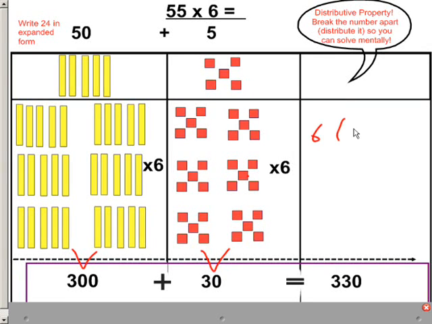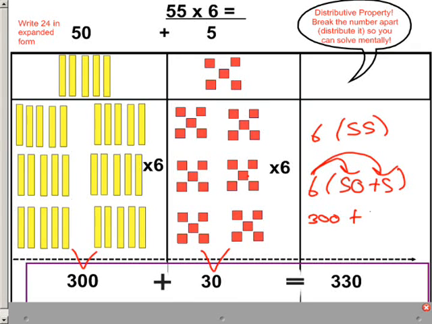Let's show that numerically over here. 6 times 55. I'm going to do 6 times 50 plus 5. 6 times the 50 is 300. Plus 6 times my ones is 30. And that equals 330. If you want to go ahead and copy just this part, that would be a good idea. So go ahead and pause and do that.